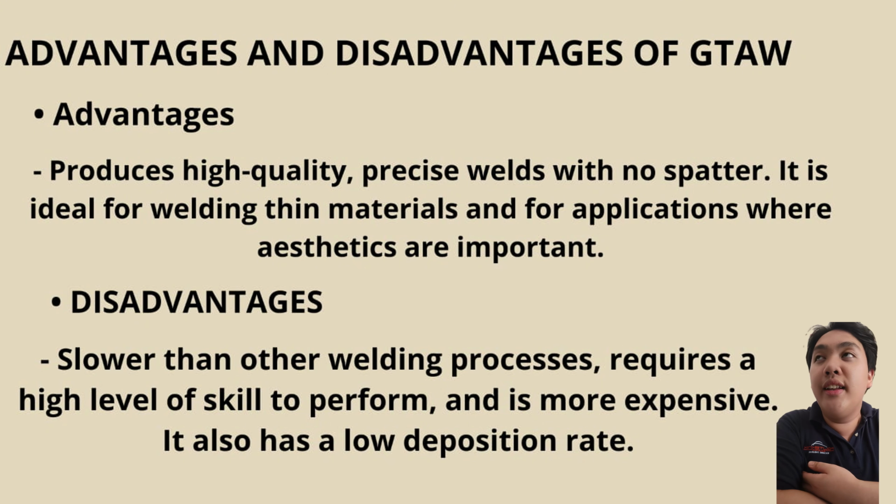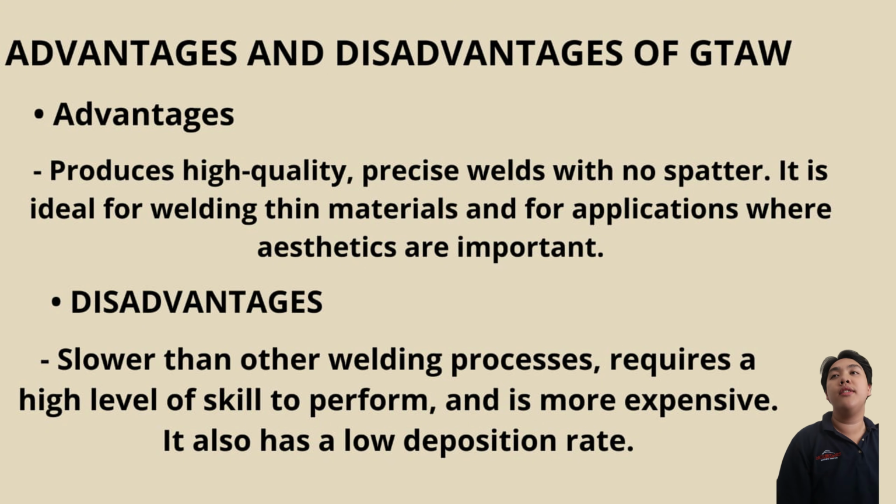To compare the advantages and disadvantages of GTAW and GMAW, first GMAW. The advantages are high deposition rate, faster welding speeds, and it is easily automated, and it is a cost-effective process for welding a wide range of materials. And for the disadvantages of GMAW, it is less portable than other methods like shielded metal arc welding, and the equipment is more complex. It is also susceptible to wind, which can blow away the shielding gas.